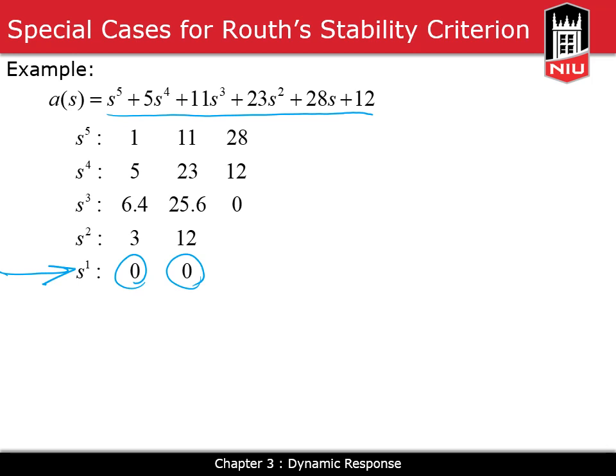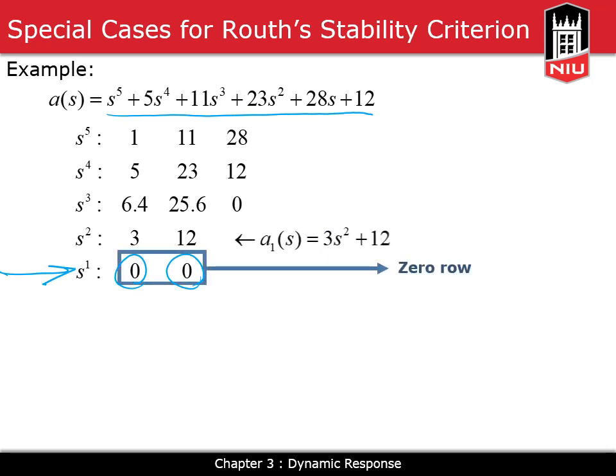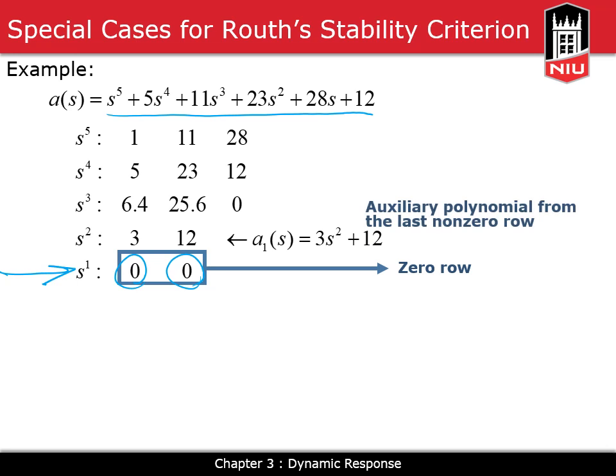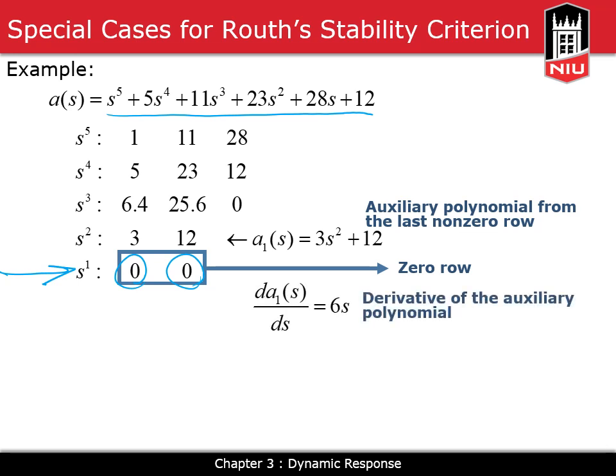So what we're going to have to do again is go back to the row above the row of zeros, get the coefficients of that row, and use that to set up the auxiliary polynomial. So, row of zeros, go back to the row above, pick the coefficients 3 and 12: 3 times s squared plus 12 times s to the 0, or simply 12. That's our auxiliary polynomial. Take its derivative with respect to s. The derivative is 6s. There's only one coefficient, and that coefficient is 6.